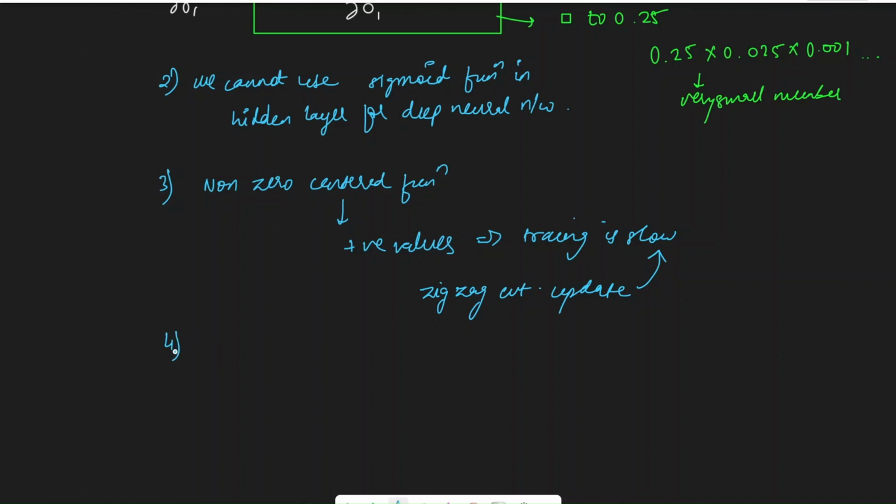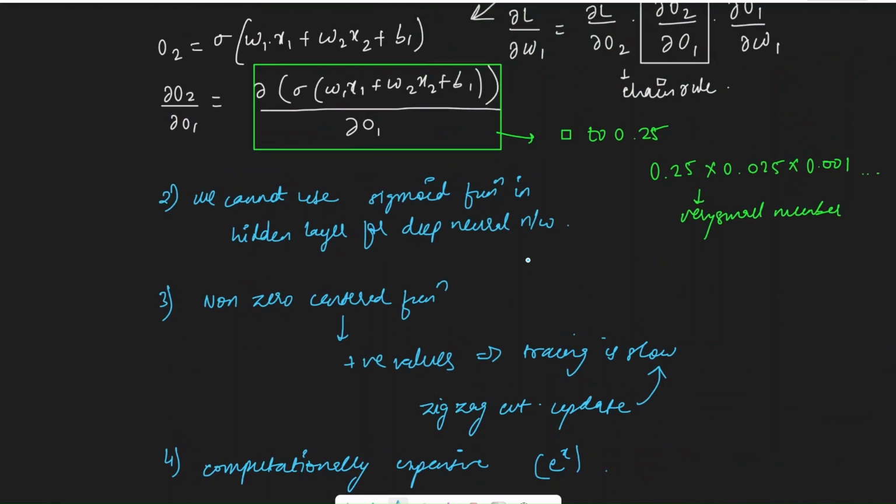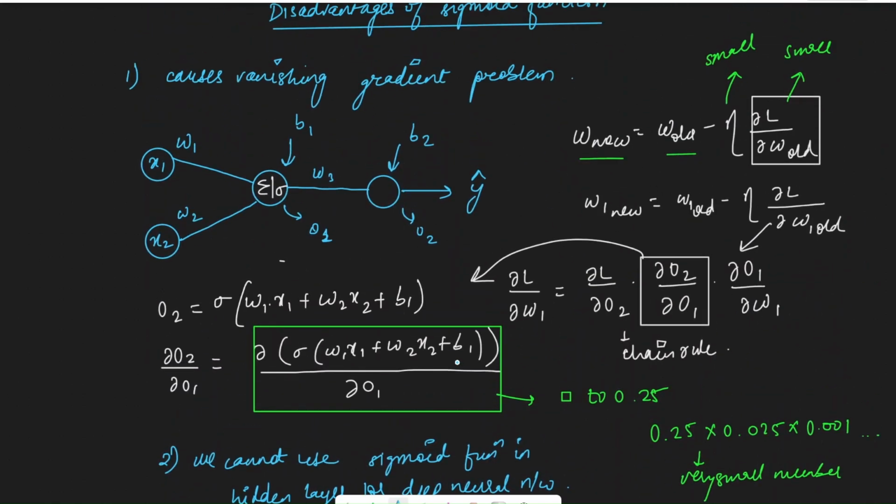Fourth, it is computationally expensive. Why? Because we have to calculate e to the power x. We have to calculate the exponential here. So these were the 4 disadvantages of using the sigmoid function.